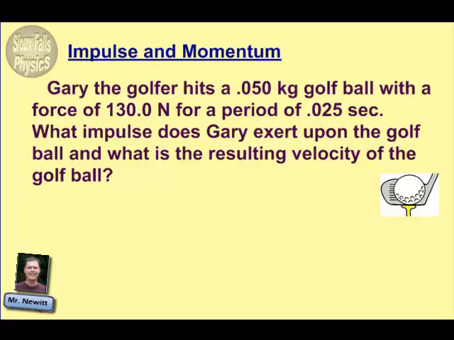So we've got Gary the golfer. He's going to hit a .05 kilogram golf ball with a force of 130 newtons. The contact period between the club and the ball is just a fraction of a second, .025. The question is, what is the impulse exerted on the golf ball, and what is the resulting velocity of the golf ball after this happens?